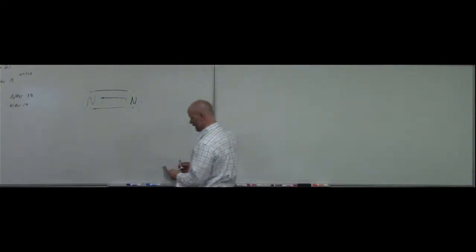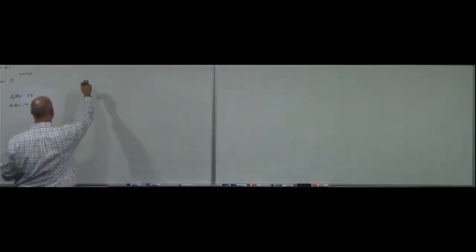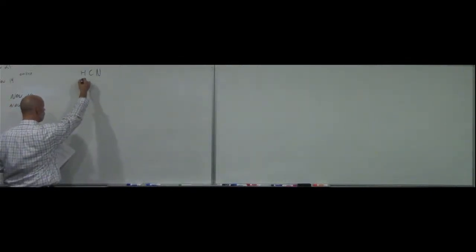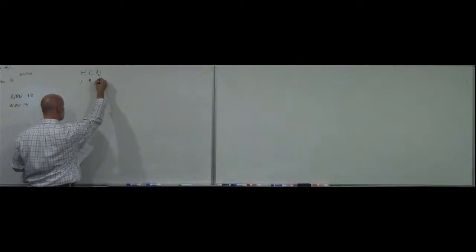Let's do HCN. Let's practice that one. HCN. Okay, so we're going to follow our rules for this. So rule number 1 is to determine the total number of valence electrons. So how many does hydrogen have? 1. Carbon? 4. Nitrogen? 5. So we're going to have a total of 5, or 8, I'm sorry, or 10. Whatever I need to say.